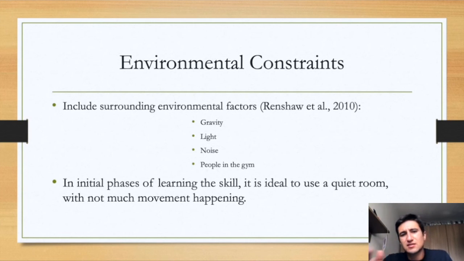These factors, as described by Renshaw et al., can include gravity, light, noise, and people in the gym. When teaching the single leg hip hinge, the other factor which I ensure that I am controlling is the surface upon which the movement is being performed. This is very important because if the athlete is performing it on a very soft surface like certain rubber mats, this can create a bit of an imbalance at the foot and ankle complex and might make the movement more challenging for the athlete.